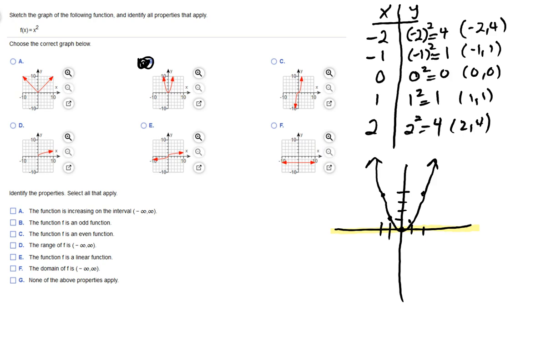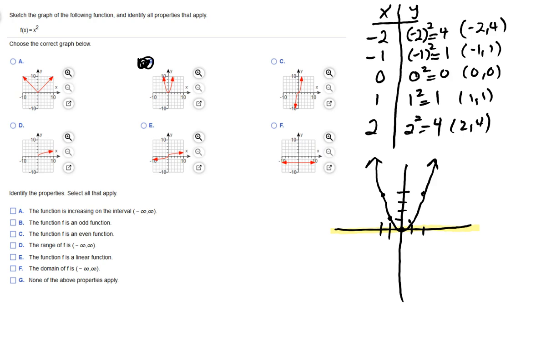The next one says the function is an odd function. An odd function is going to have origin symmetry. An origin symmetry is when you have a mirror image in opposite quadrants. So for instance, you would look at the upper right-hand quadrant and be looking for a mirror image in the lower left. In the upper left, you're looking for a mirror image in the lower right, which we don't have for this example. So this is not an odd function.